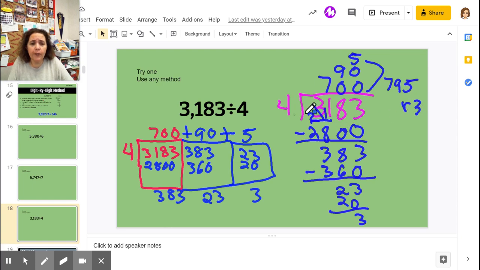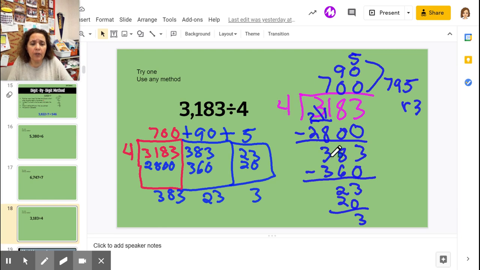So I did 4. Does 4 go into 3? No. So I looked at 31. 4 goes into 31 7 times, gives me 2,800. I have 2 zeros because I still have 2 numbers. So 4 times 700 is 2,800. Subtract. 3 take away 0 is 3. 8 take away 0 is 8. I have 1. I can't take away 8. I borrowed. That made it a 2. 11 take away 8 is 3. Gave me 383.